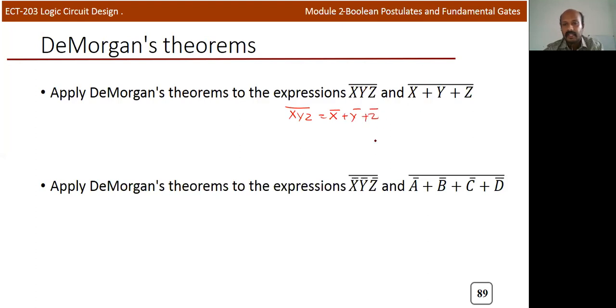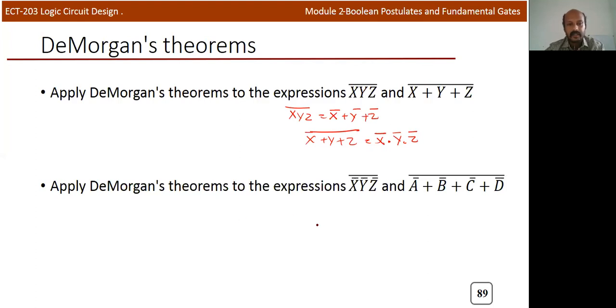Similarly, the other term is x plus y plus z the whole bar. So here the OR operation, and the entire thing takes the complement. By applying DeMorgan's theorem, this OR operation becomes AND, and we need to take the complement of the individual variables. So x bar into y bar into z bar. And we got this.